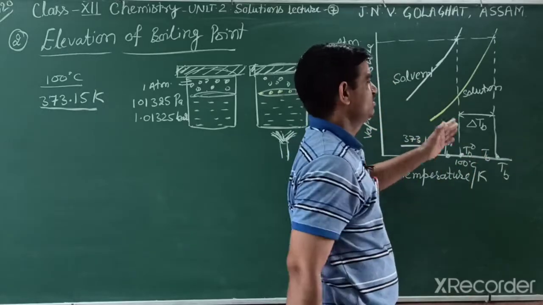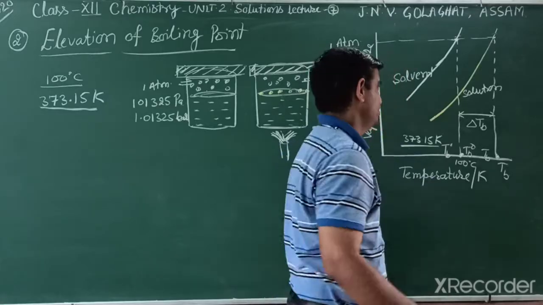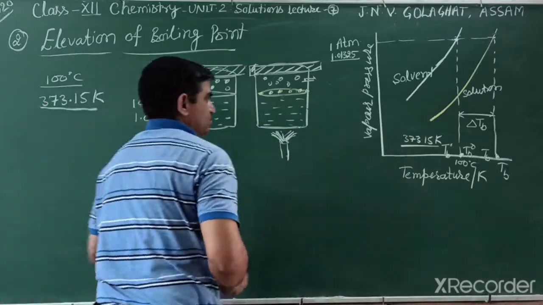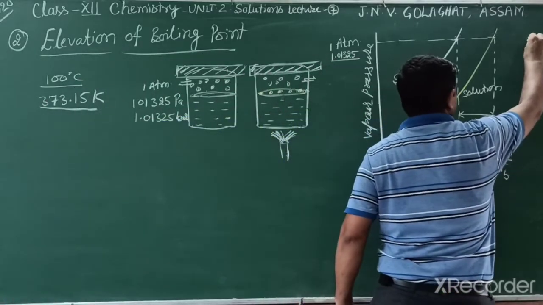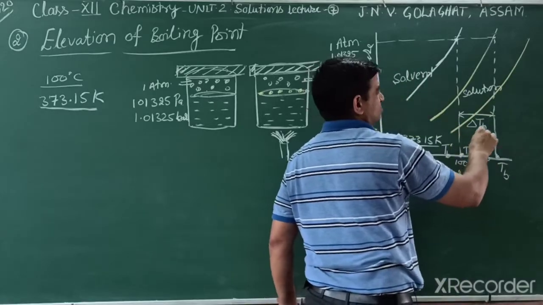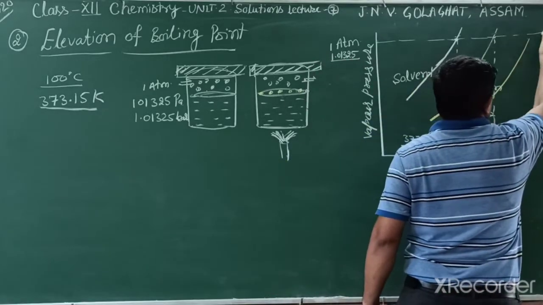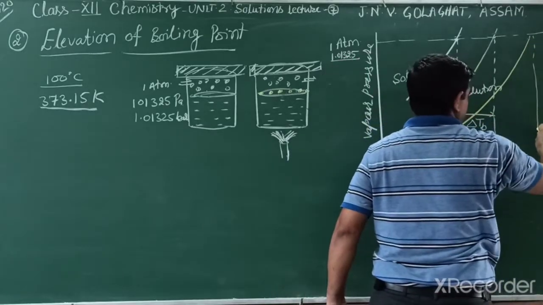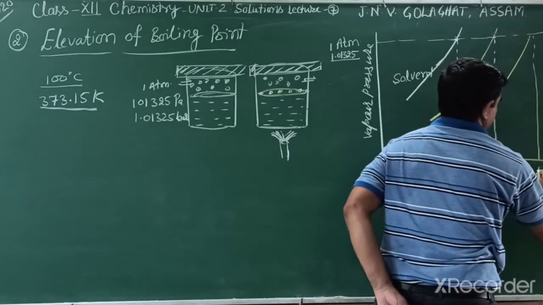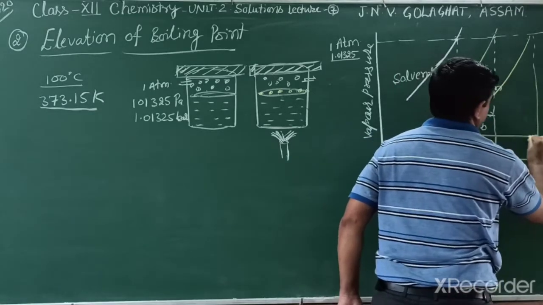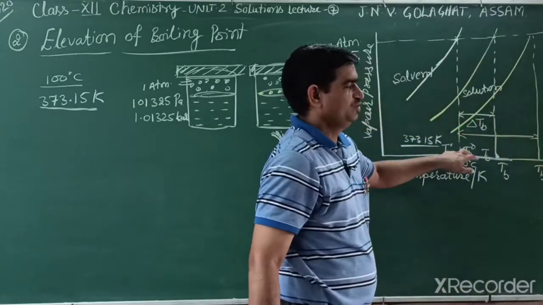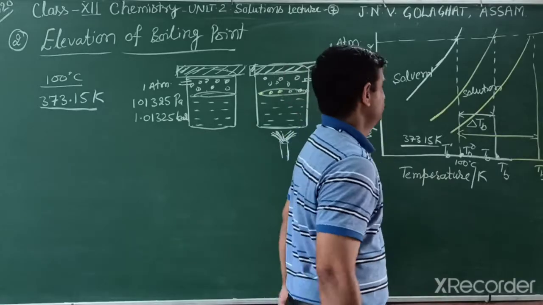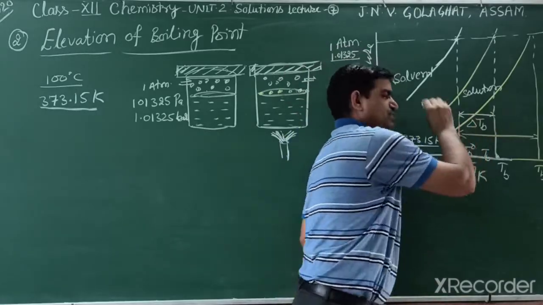So what is the difference? If you mix 2 moles, what happens? Then the graph reduces further, the vapor pressure reduces further, and this is the boiling point TB. So there is a larger gap, because this is the pure vapor pressure and this one is the solution, whose vapor pressure is reduced. So students, this is the elevation in boiling point.